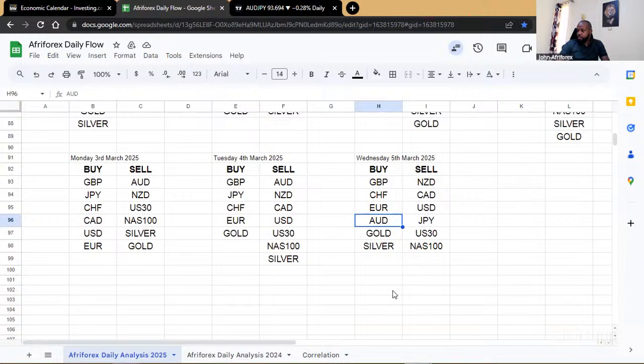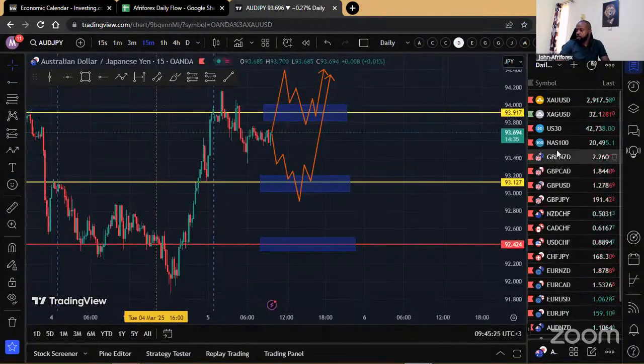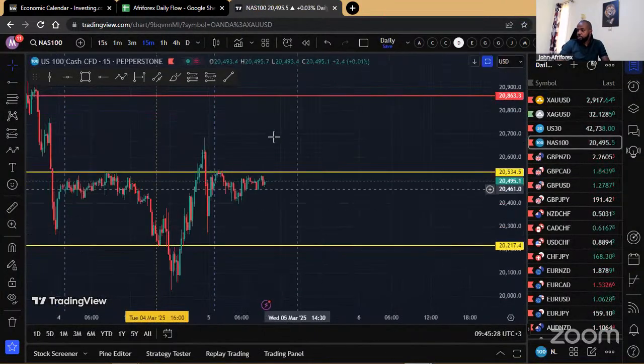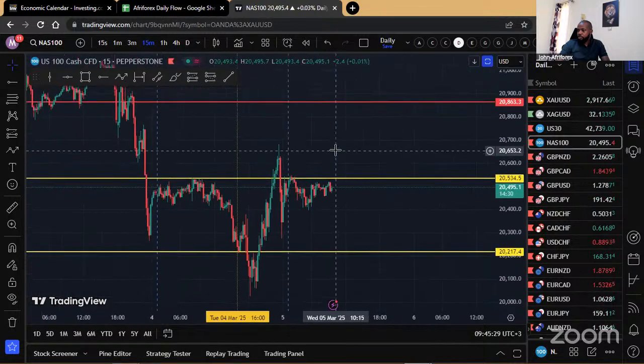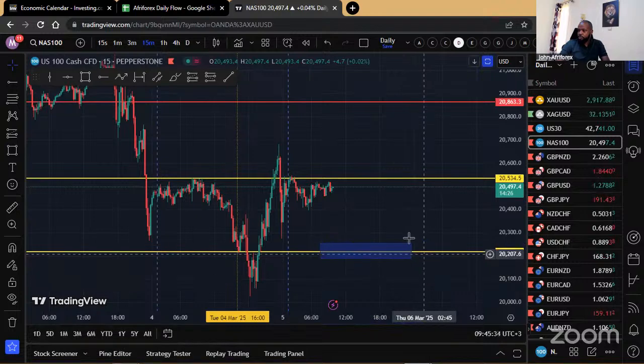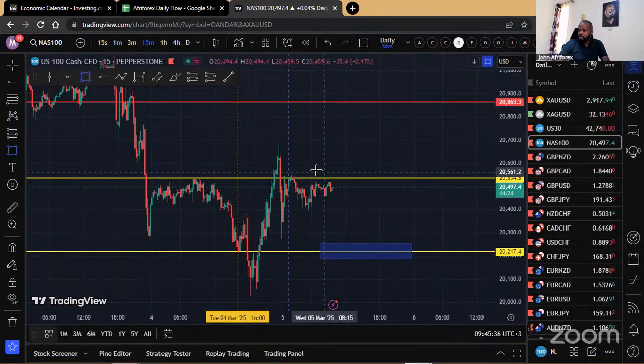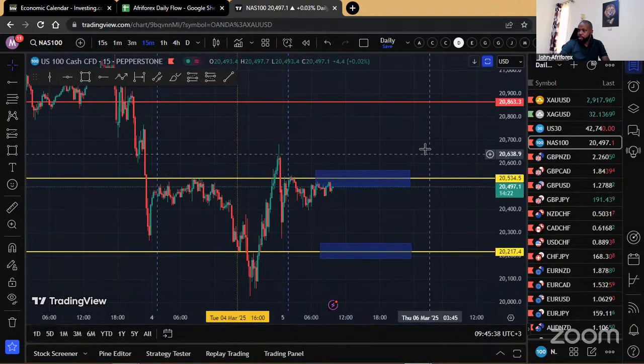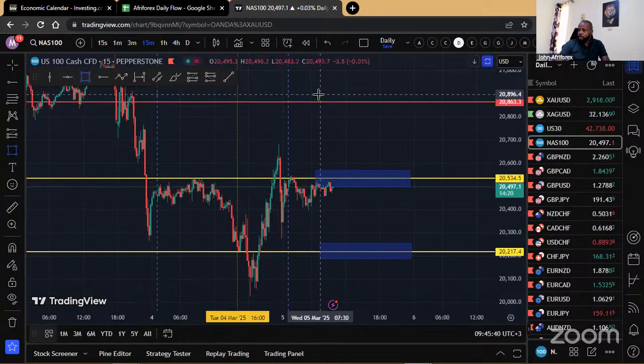So you can see gold and silver on the buy side. We do have the Dow Jones and the NAS 100. Those ones are on the sell side. So we're going to start off with the NAS 100. For this one, we're going to be trying to see whether we can get some selling opportunities. So these are the three areas that we're going to be watching out for. So hopefully you can take note of them.